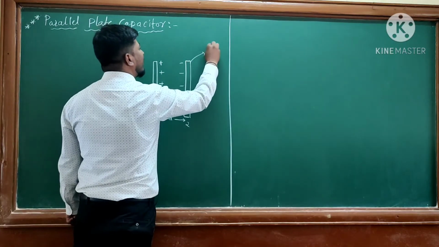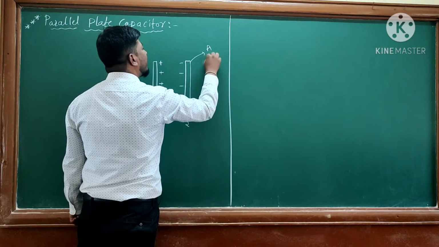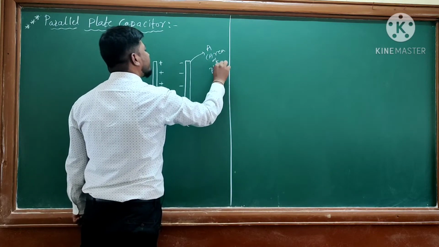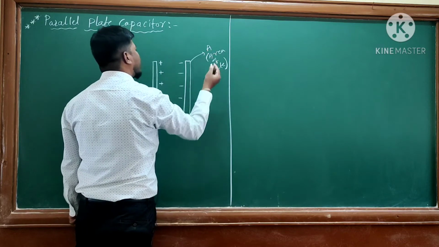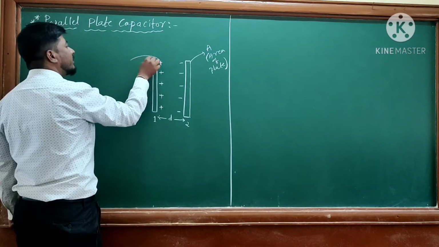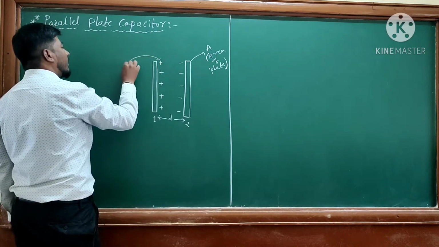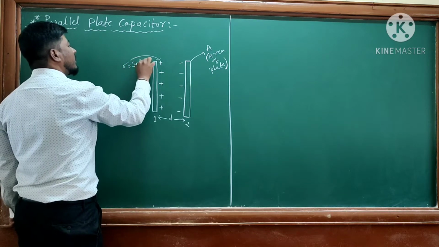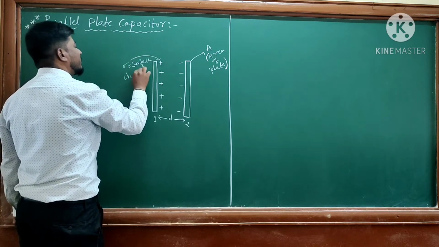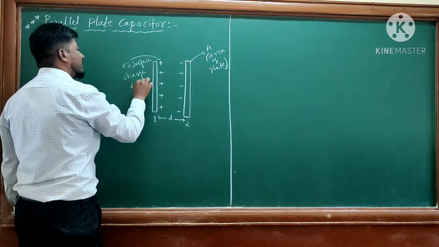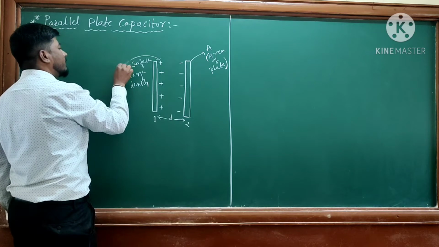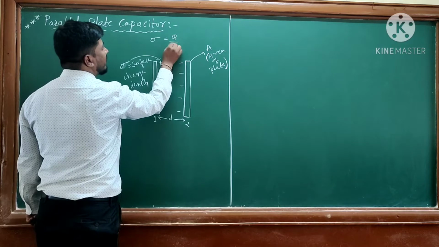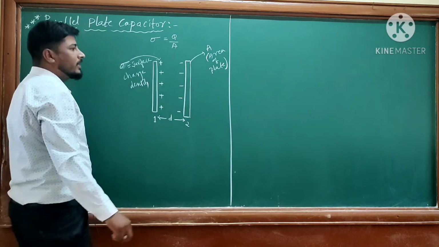Let A be the area of the plates. Sigma is the surface charge density. We know that sigma, the surface charge density, is given by Q divided by A, that is charge per unit area.